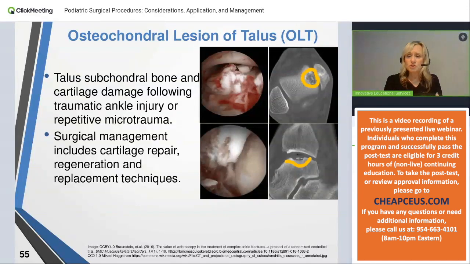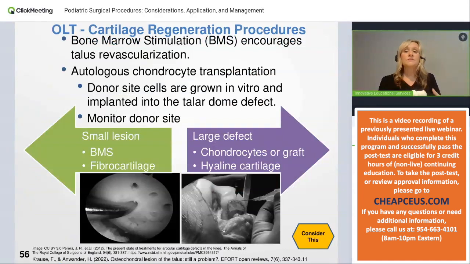So there are ways we can try to manage it conservatively with offloading and different things. If that doesn't work and that subchondral bone is really damaged and breaking down from the repetitive micro trauma, then that patient is going to need surgery in order to repair this and try to get it to heal. And that's the first hope. The first hope is to try and encourage this to heal itself.